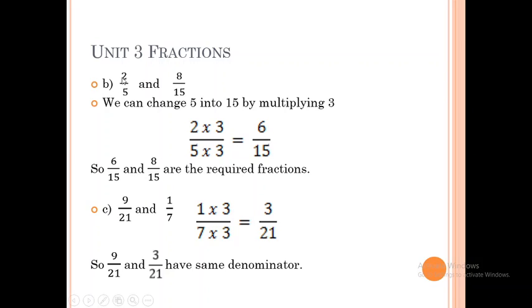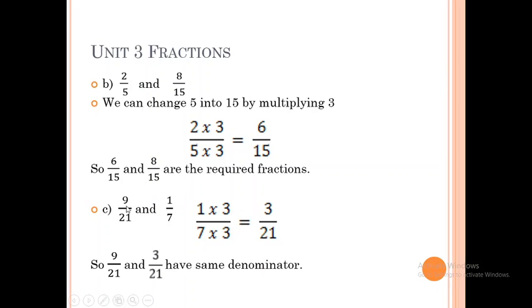Now 2 by 5 has changed into 6 by 15, and this one already has 15 as denominator. So in the place of 2 by 5 we will write 6 by 15, and 8 by 15 are the required fractions. This was the question: change them into fractions with the same denominator. Here we have changed them only by multiplying one fraction. No need to multiply the other one.